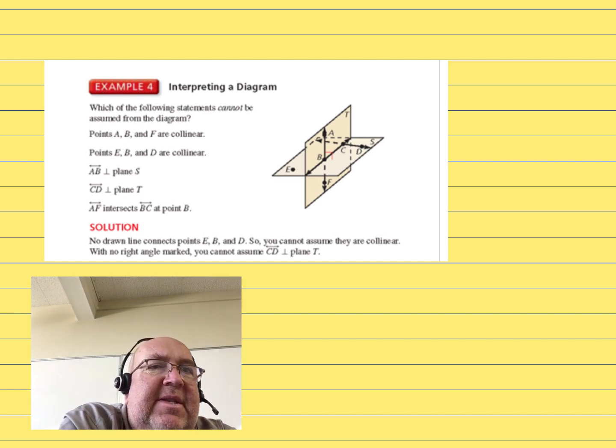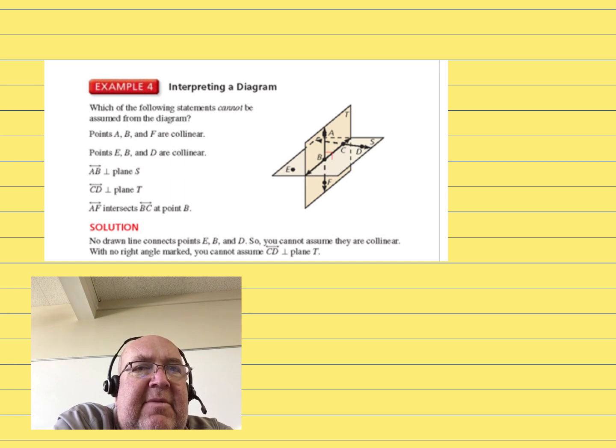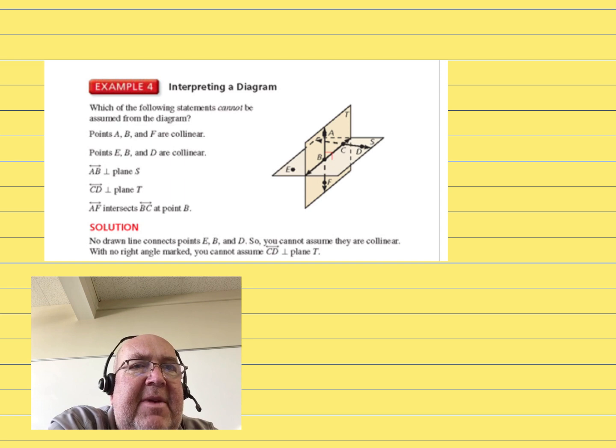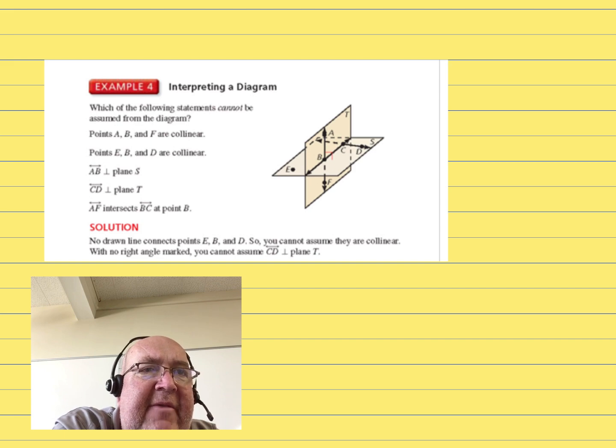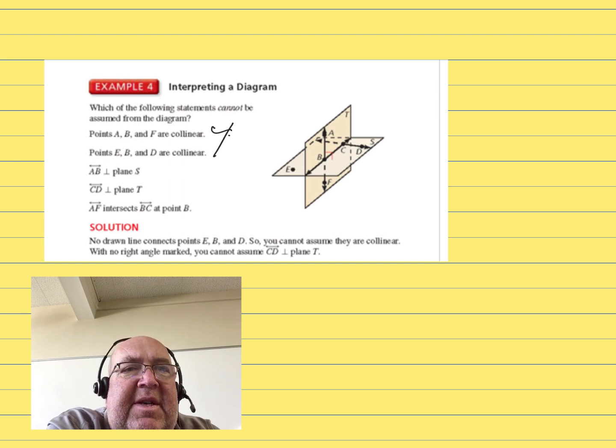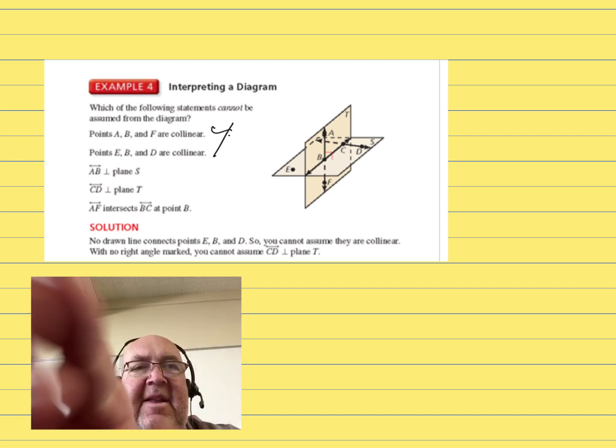So if we look at this diagram, can we say which of these are true? Can we say that A, B, and F are collinear? So we have A, B, and F on the vertical line. So yes, we can say that. Can we say that E, B, and D are collinear? Since we do not have a line connecting them, we can't say that at this time.